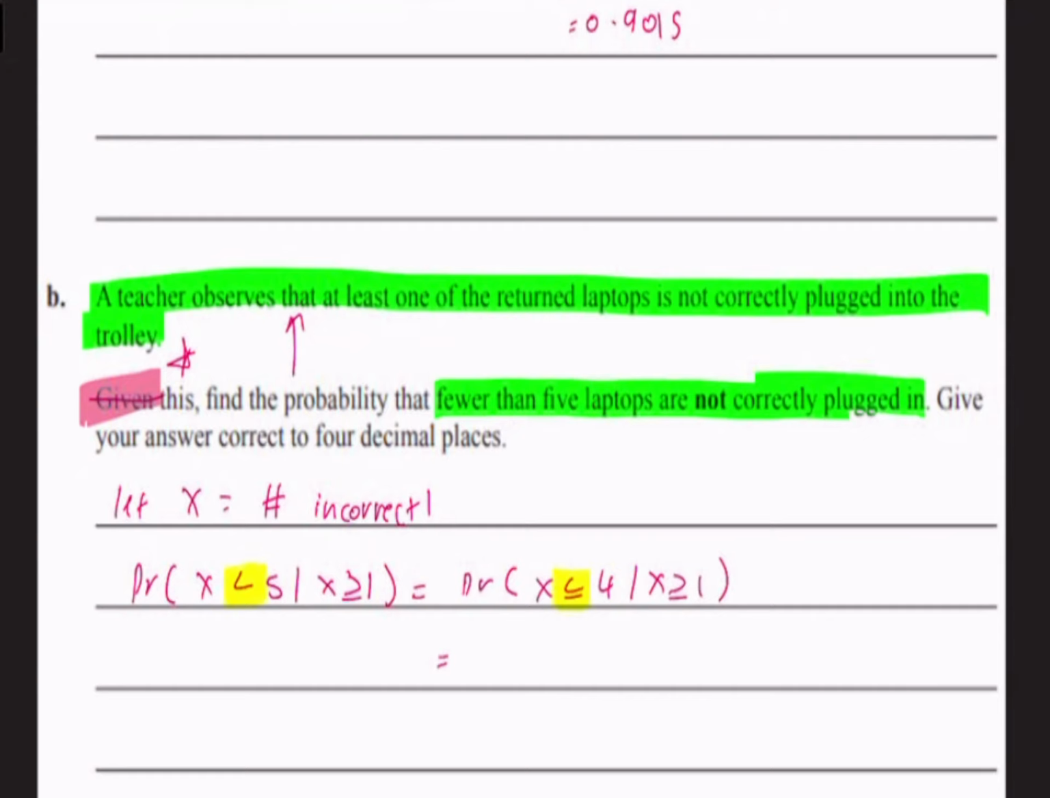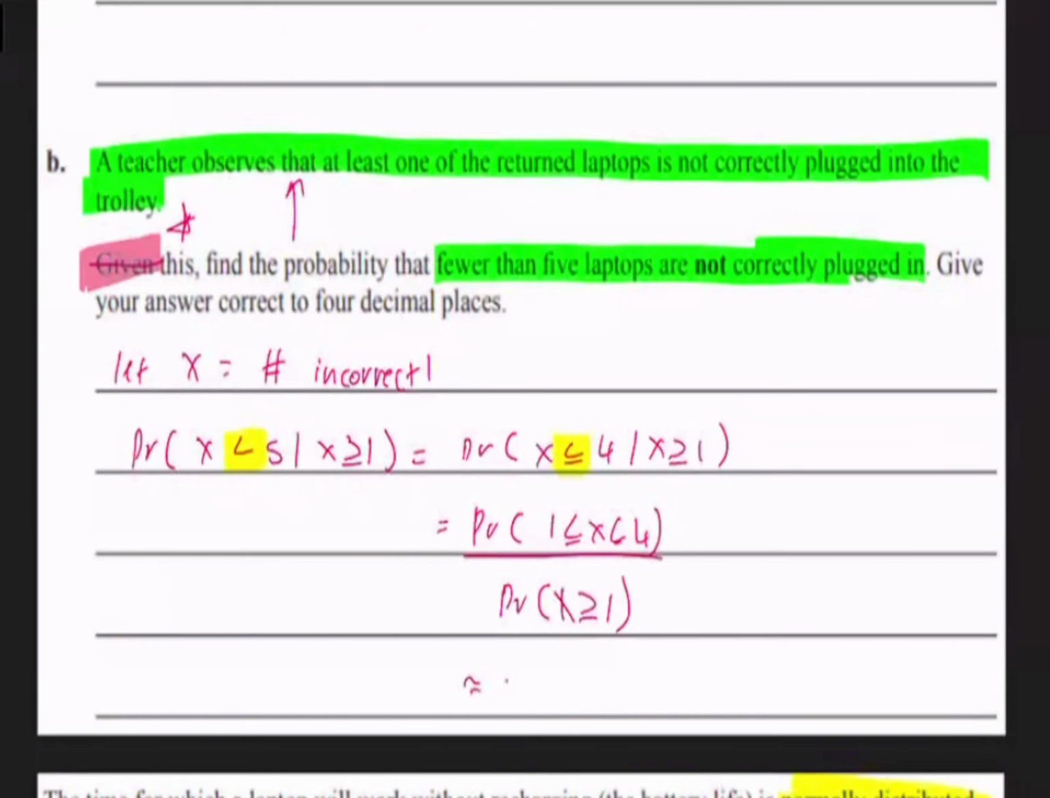So this is then the probability that x is between 1 and 4, both inclusive, which is what we want, over the probability that x is greater than or equal to 1, and just put that into your CAS, and you should get 0.9311.